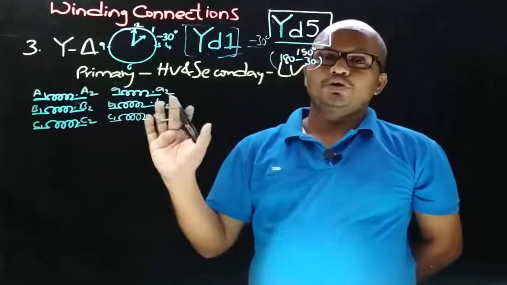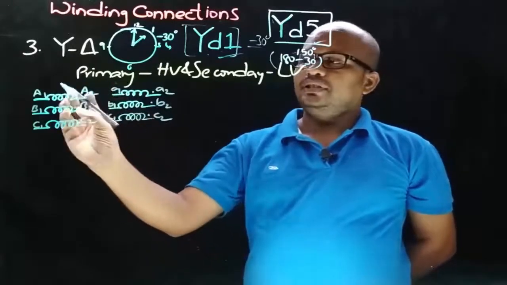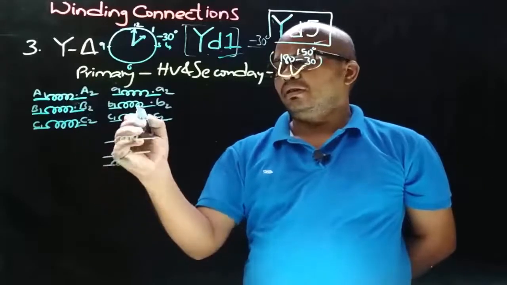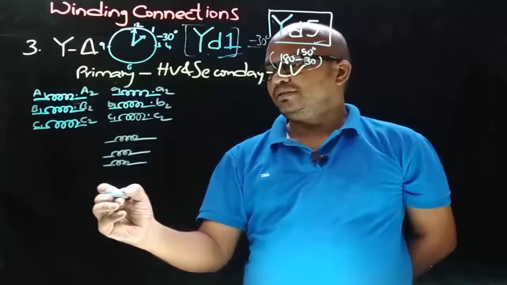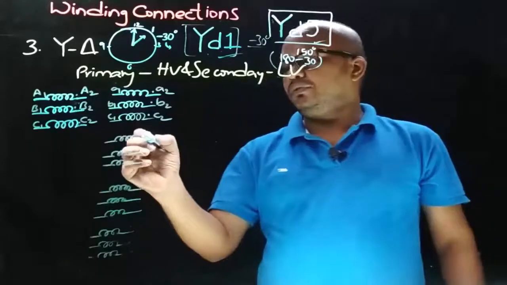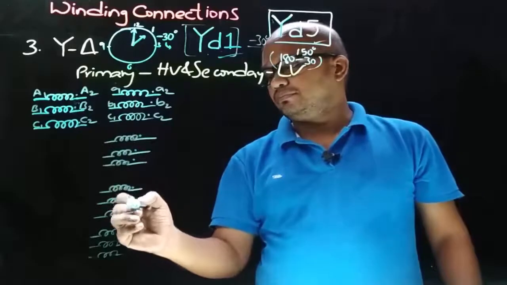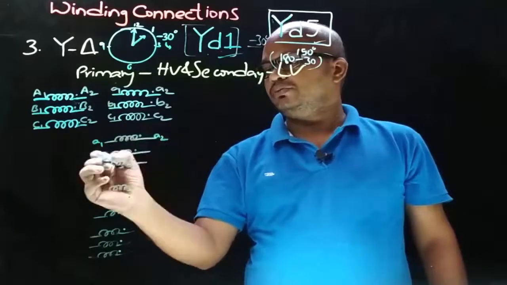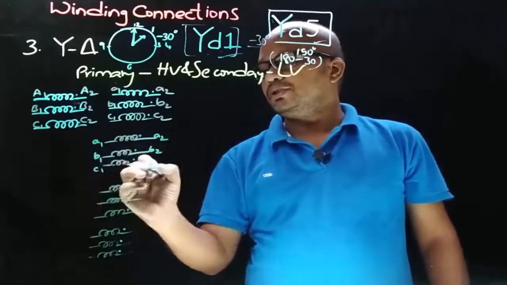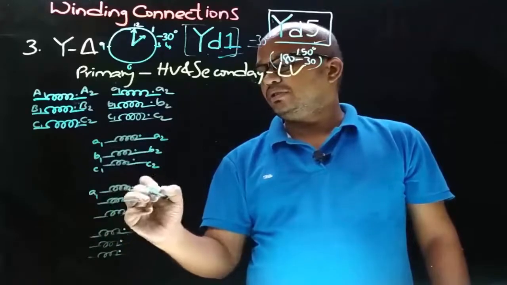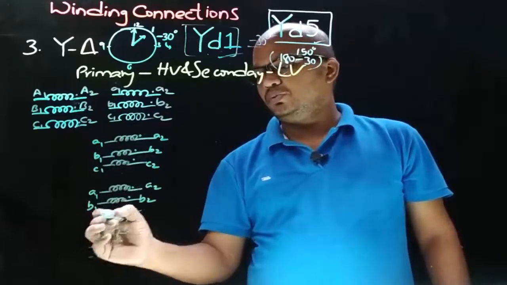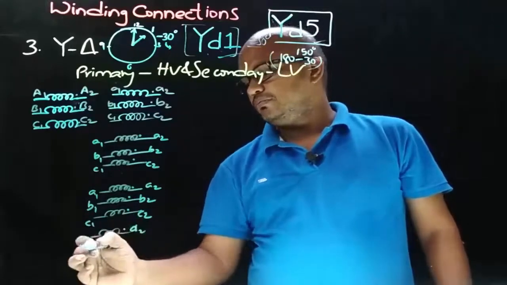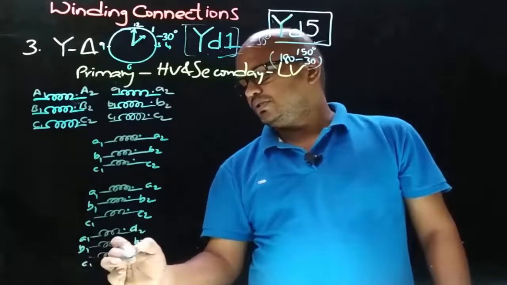For all the 4 possible connections, we leave the primary side winding connections as they are. So let's draw all 4 secondary side windings. Therefore, these are the dot ends. This will be a1, a2, b1, b2, c1, c2, and the same for the others.